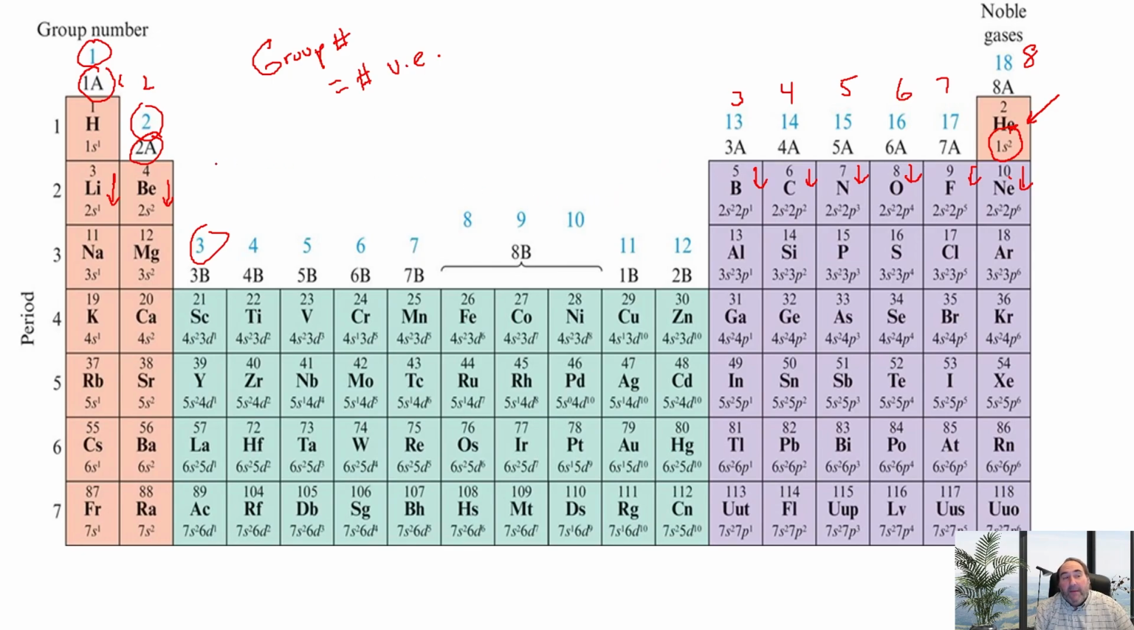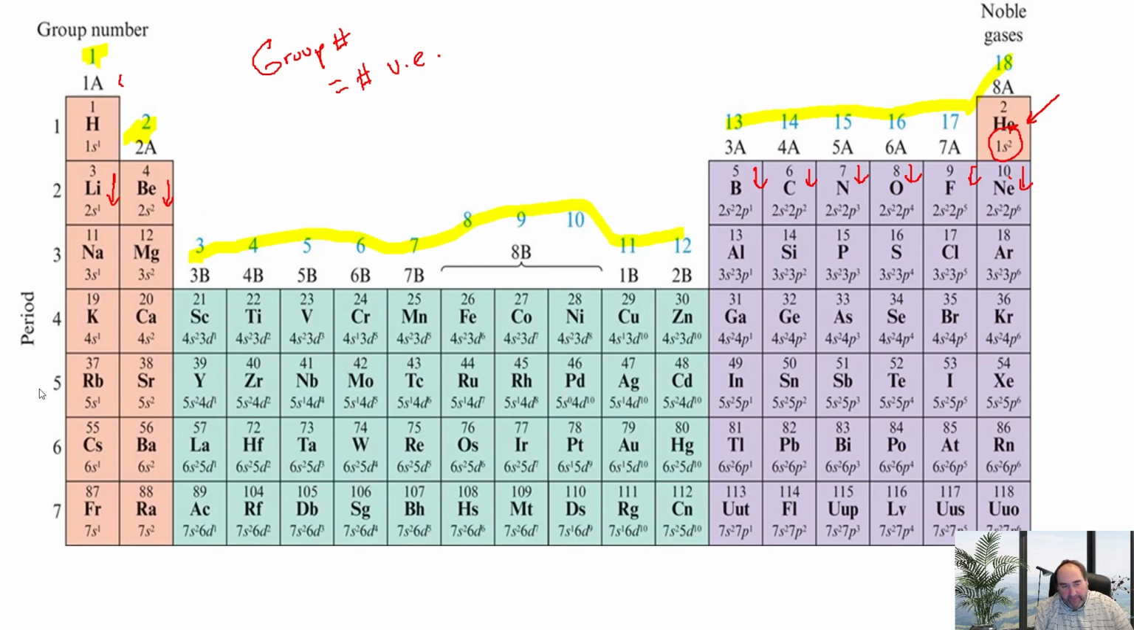Now, we could just number all the way across 1 through 18, as you can see here. And let me erase some of this so we can see. If we were to use just 1 through 18, starting from left to right in terms of our groups, 1, 2, 3, 4, 5, 6, 7, 8, 9, 10, 11, 12, 13, 14, and 15, 16, 17, and 18. We could actually use that numbering for the transition metals.